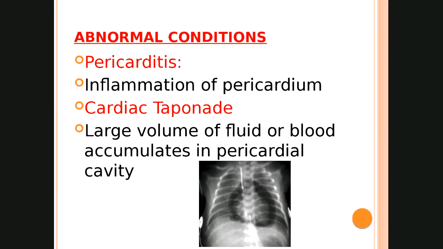A condition in which there's an inflammation of the pericardium is called pericarditis, and inflammation results in fluid buildup. The fluid builds in the pericardial cavity, accumulating and putting pressure on the heart and causing what's called cardiac tamponade. So cardiac tamponade is the large volume of fluid or blood accumulated in the pericardial cavity.